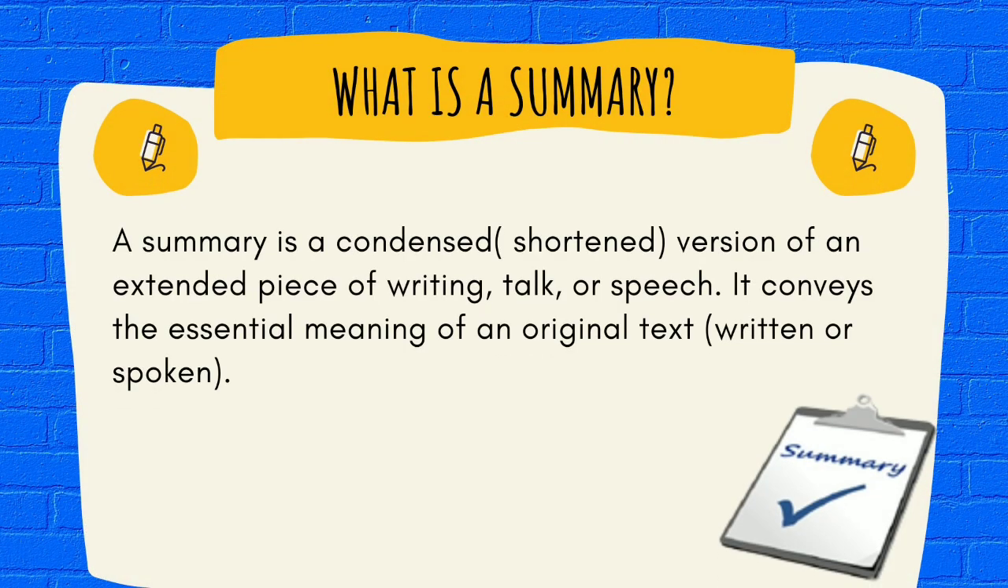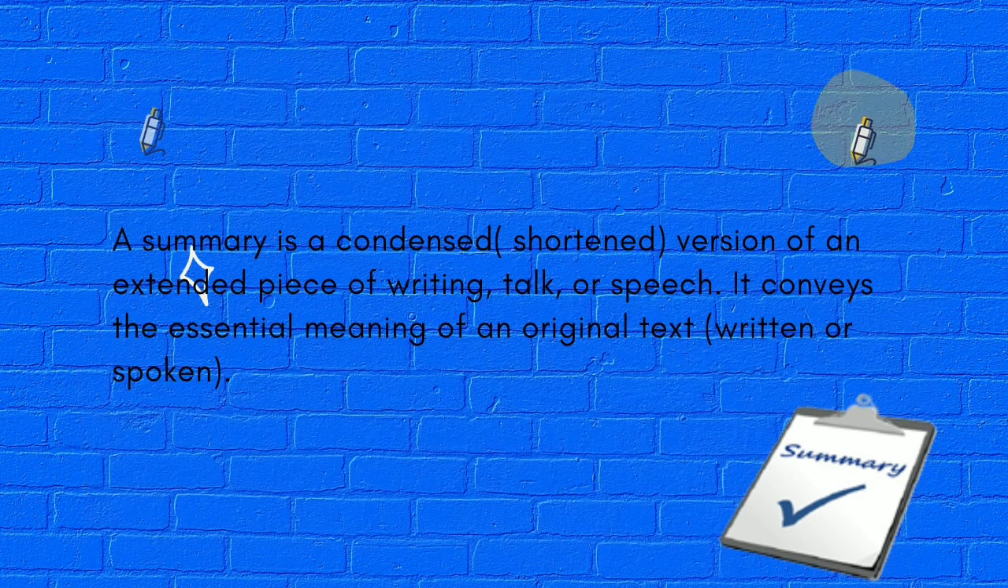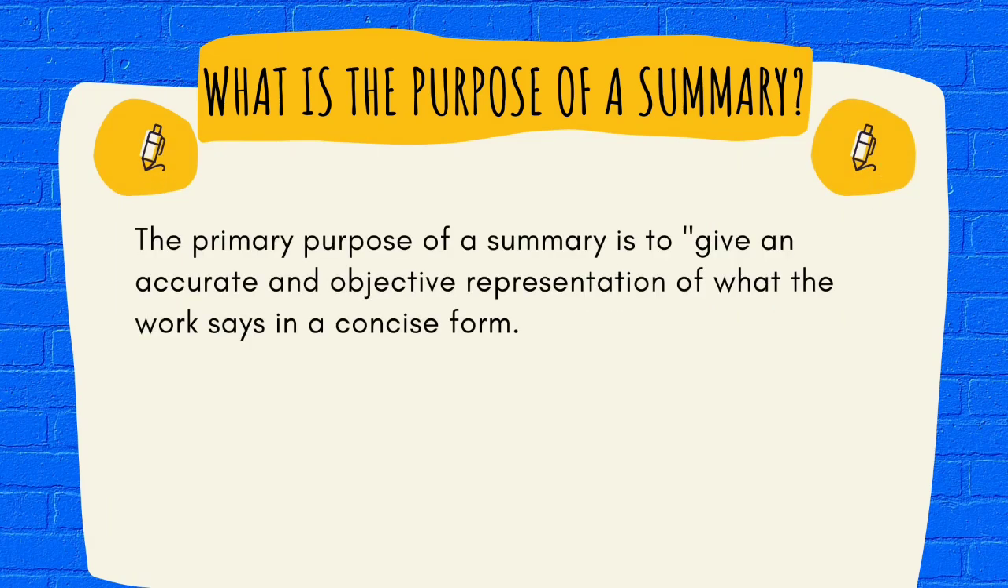What is a summary? A summary is a condensed or shortened version of an extended piece of writing, talk, or speech. It conveys the essential meaning of an original text, written or spoken. Why do we summarize? What is the purpose of a summary? The primary purpose of a summary is to give an accurate and objective representation of what the work says in a concise form.